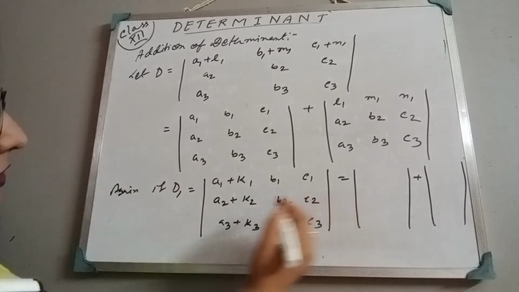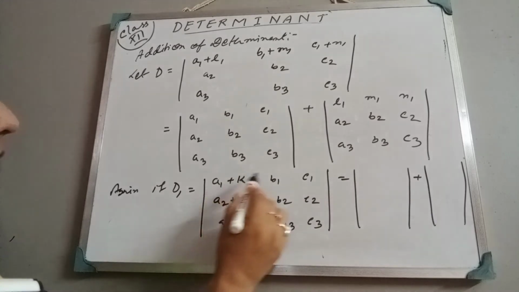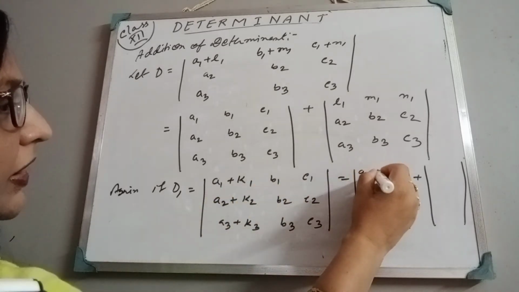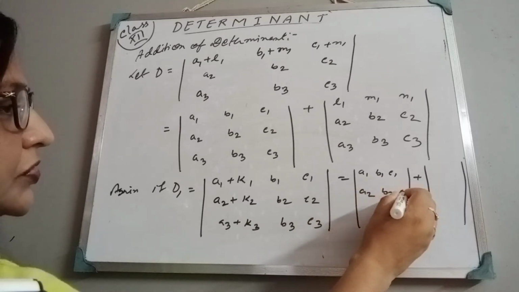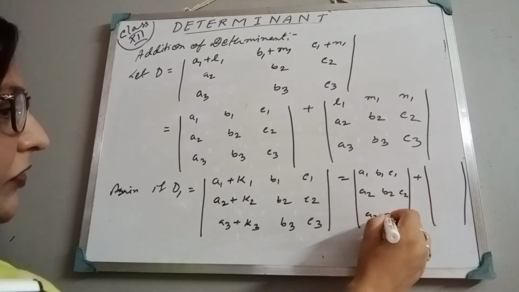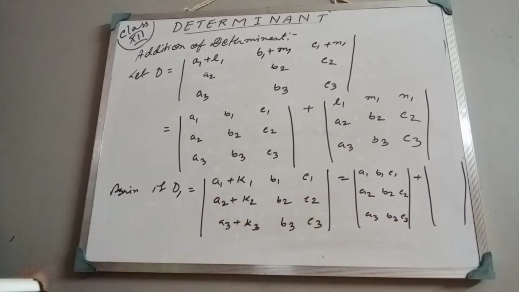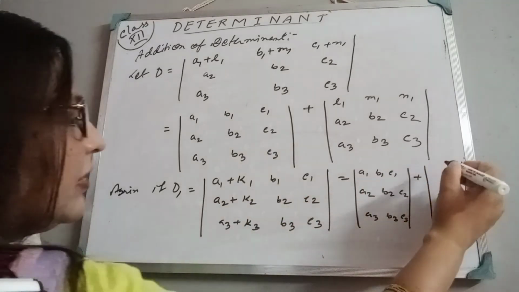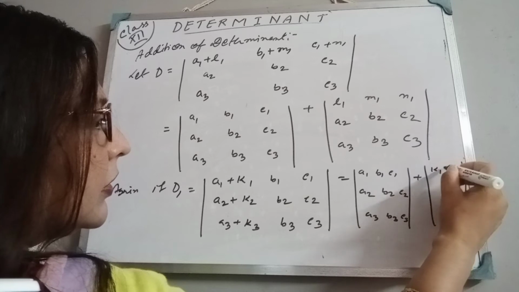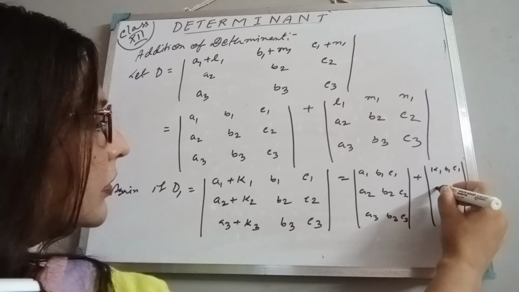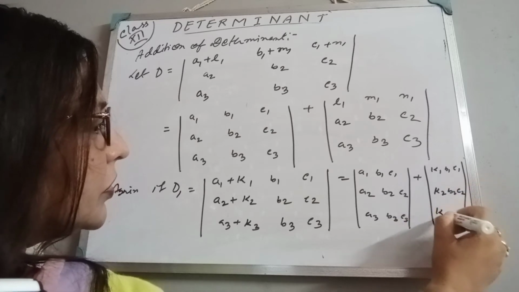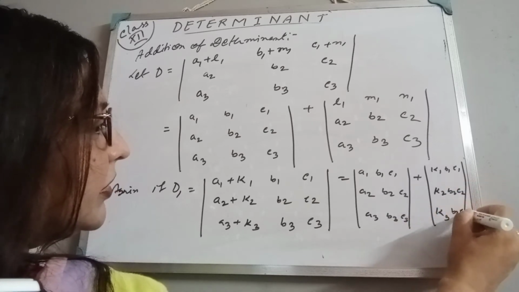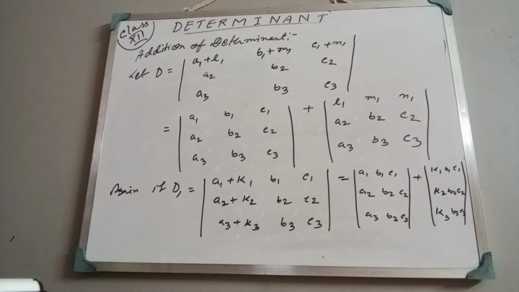Again it can be expressed in this way: A1 B1 C1, A2 B2 C2, A3 B3 C3, and here it is K1 B1 C1, K2 B2 C2, K3 B3 C3.